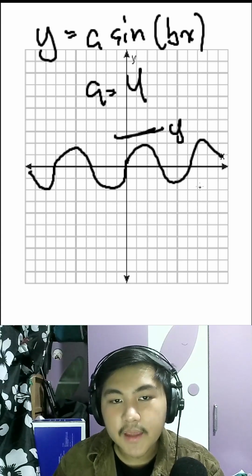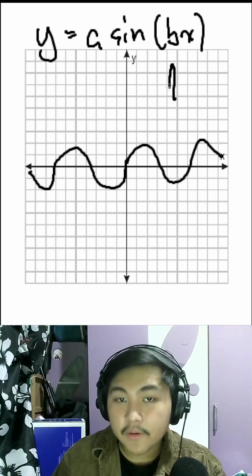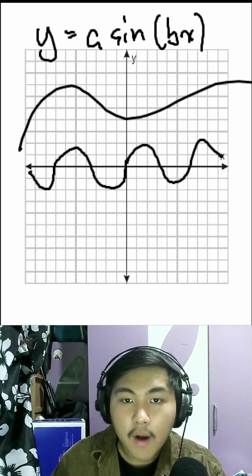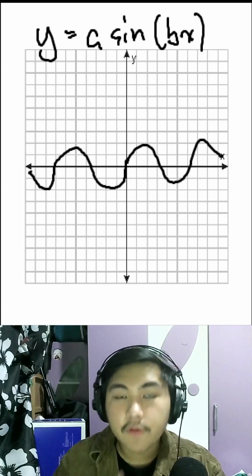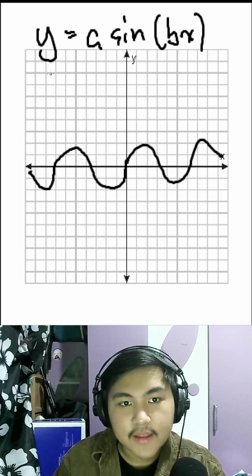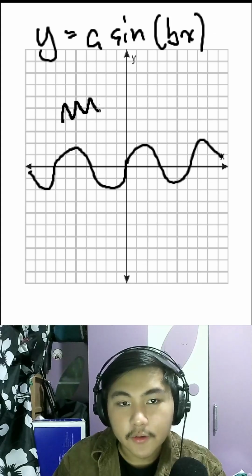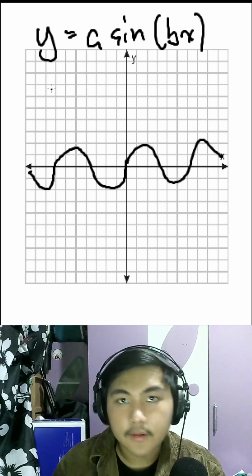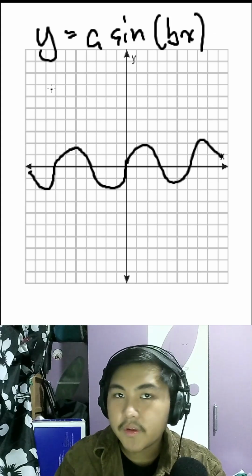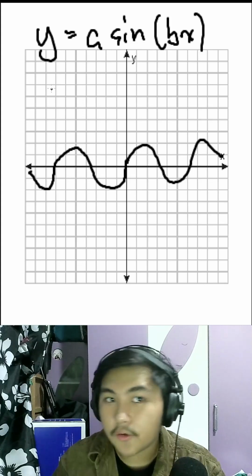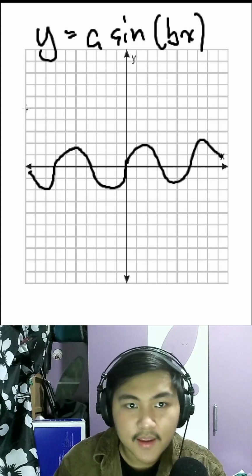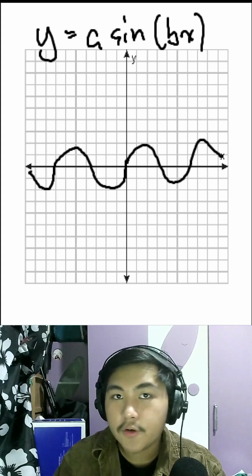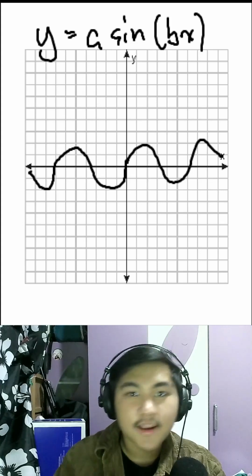Now, the letter b is the frequency of the wave, which means how narrow or how wide a wave can be. Now, if it's greater than 1, positive 1, then it gets narrower. For example, 2 or 3, any number higher than 1. And if it's lower than 1 but greater than 0, for example, 0.5 or 0.6, it gets wider. And so that's how you know what to change in a sine wave.